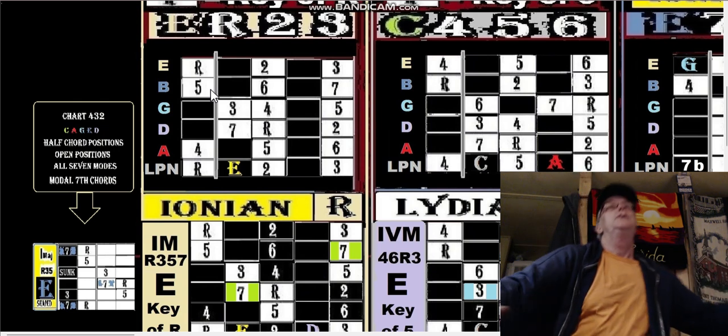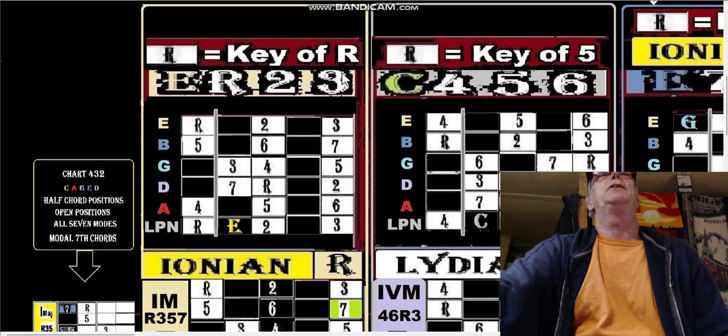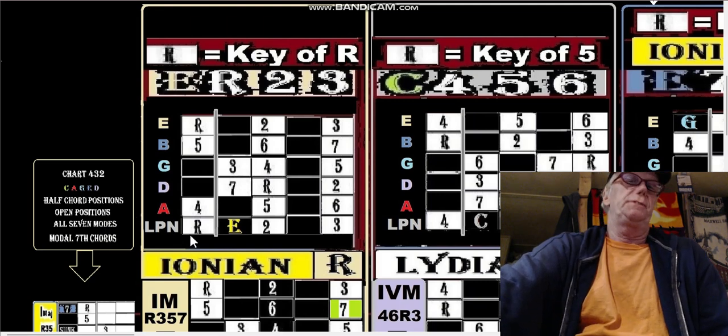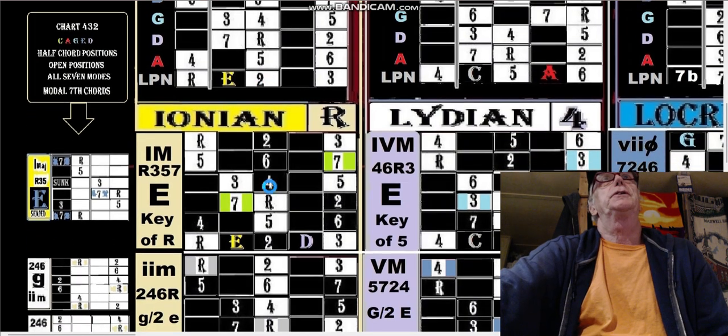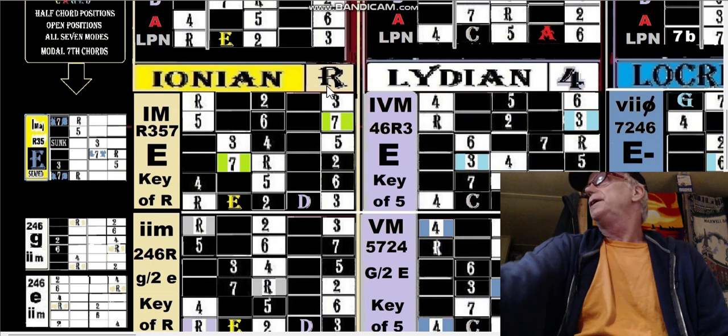Okay, that is the box that we're talking about. It's the key of C. The lowest playable note on my guitar is C, so it's the key of C. The lowest playable note on your guitar is likely E, so it's the key of E. So we're going to look at the Ionian first here.